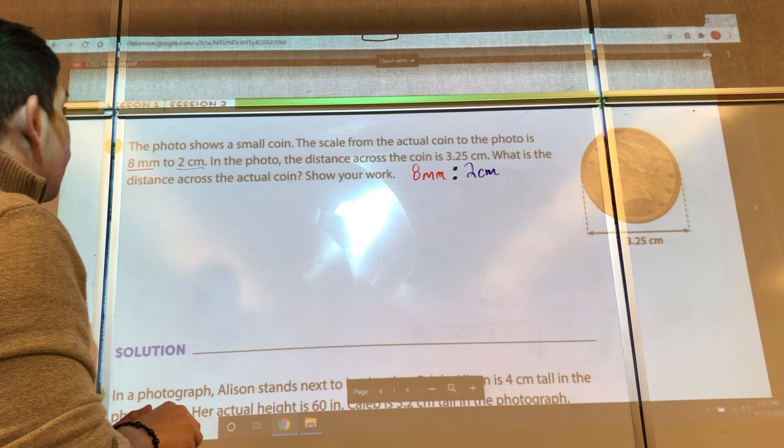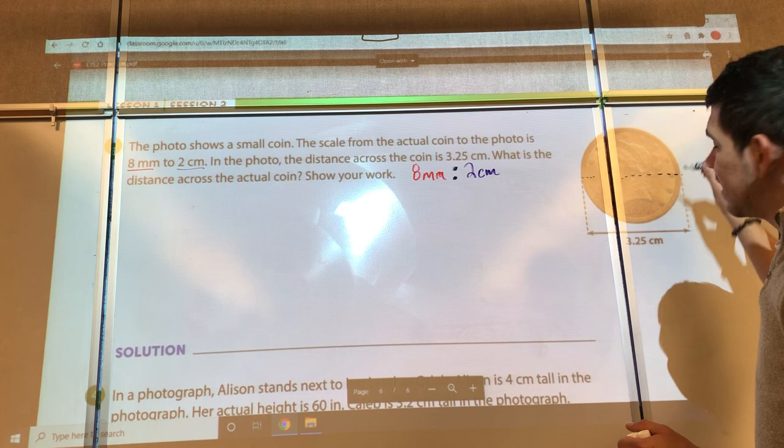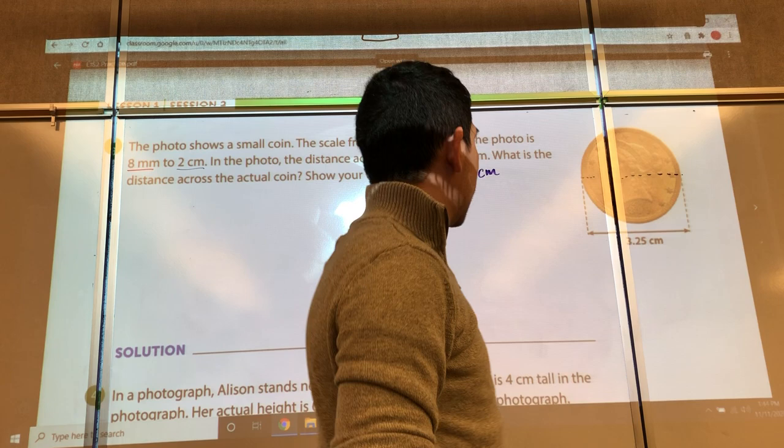In the photo, the distance across the coin is 3.25 centimeters. This can also be called the diameter. The diameter, okay? The center, where we're cutting it right in half, would be the diameter. What is the distance across the actual coin?